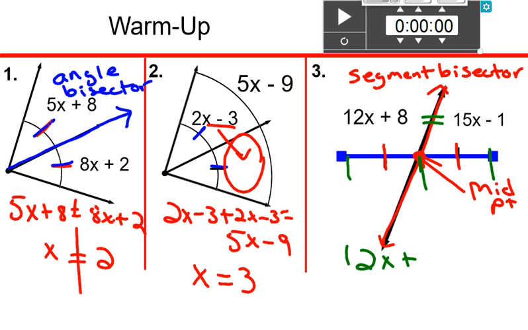12x plus 8 is equal to 15x minus 1. And again, I think your answer is going to be 3 for this one. So do your math and check your work.